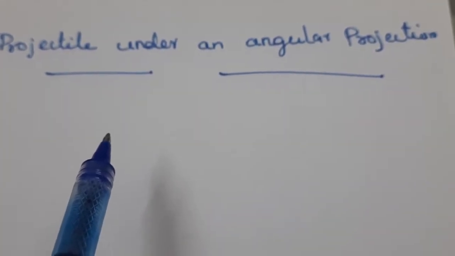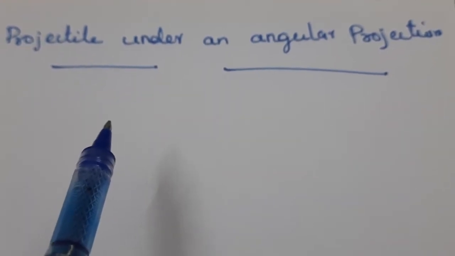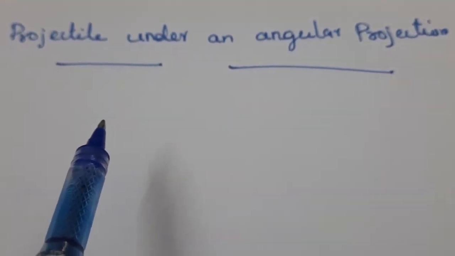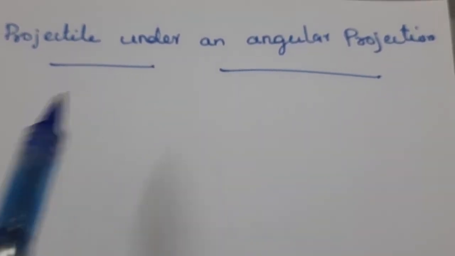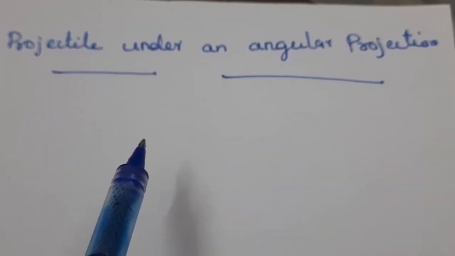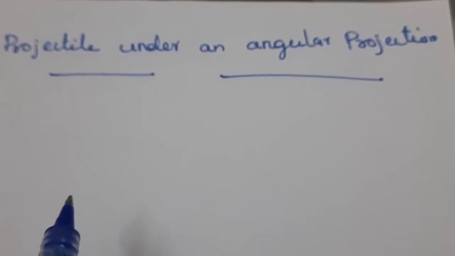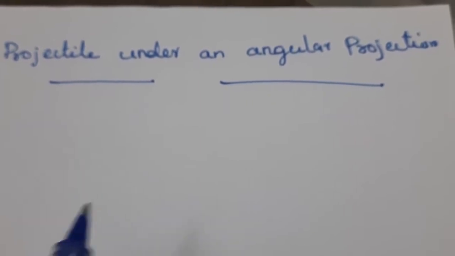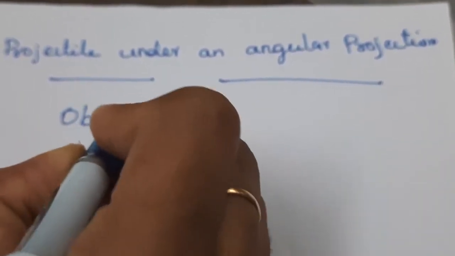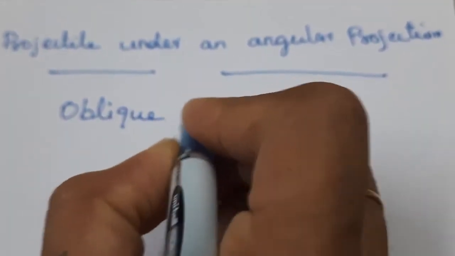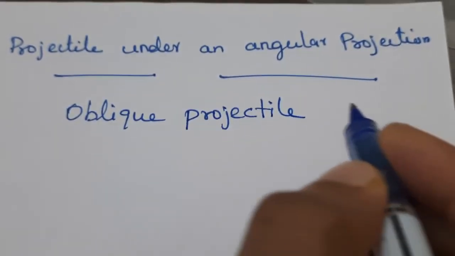Similarly, a cannon fired in a battleground is also an example of angular projection. So, angular projection means on the ground we are throwing a particular object which makes an angle theta with the horizontal direction. This angular projection can be called oblique projection, or oblique projectile.